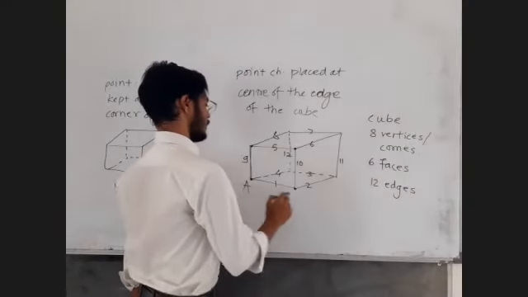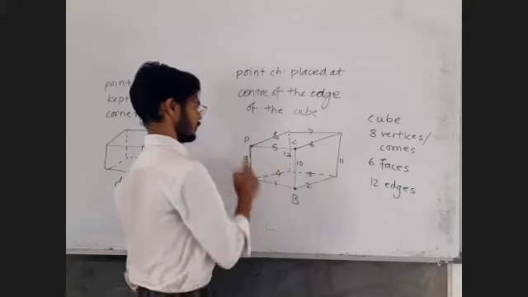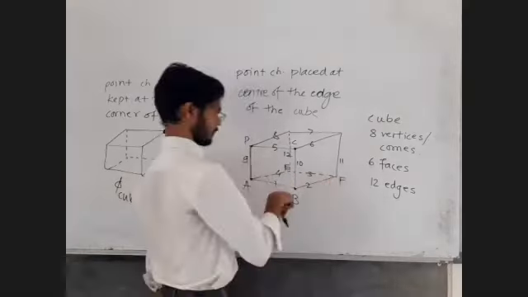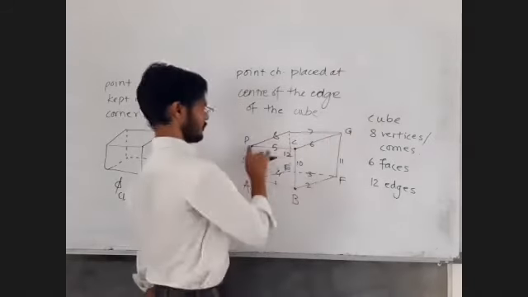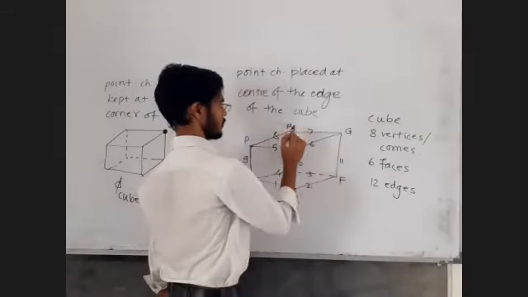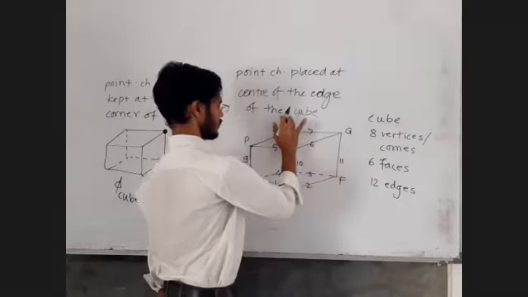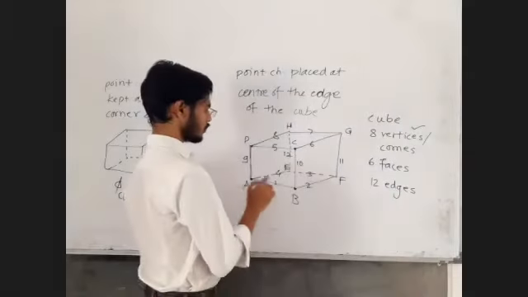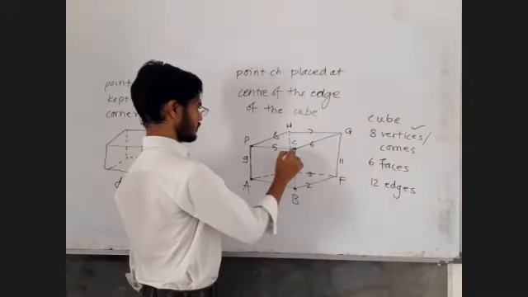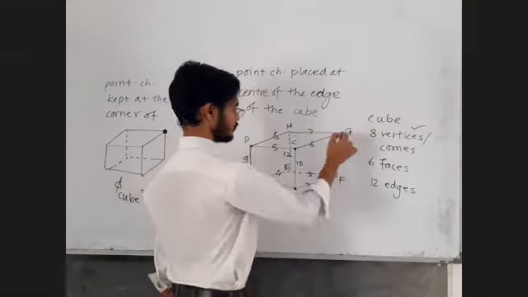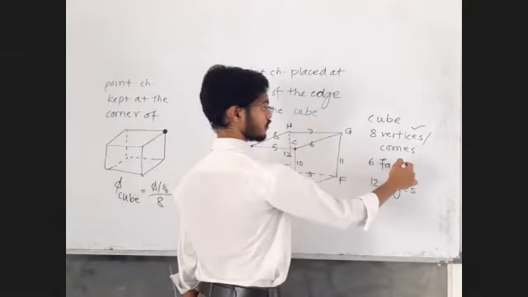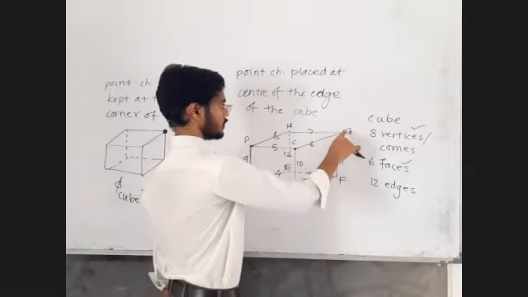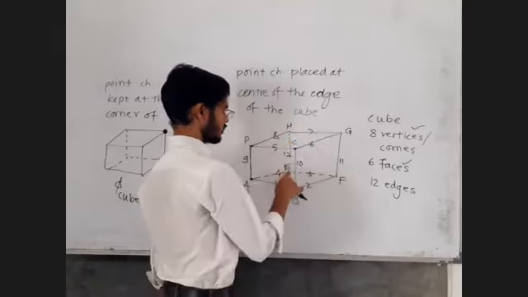If you name this A, B, C, D, behind A is E, behind B is F, behind C is G, behind D is H. A, B, C, D, E, F, G, H are the 8 vertices. You can form the squares ABCD, BFGC, and so on. Those are called faces. There are 12 edges: BC, FG, GH, HE, EA.